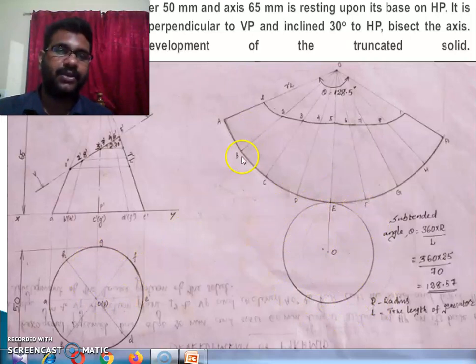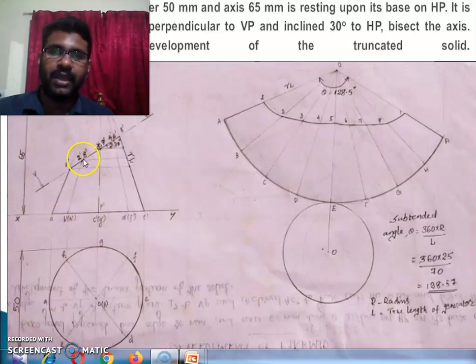Then you also join the points B, C, D with O by using thin lines. Then you transfer all the section points onto the corresponding generators. The first point is on AO. So AO represents the true length, so directly you can transfer the first point.